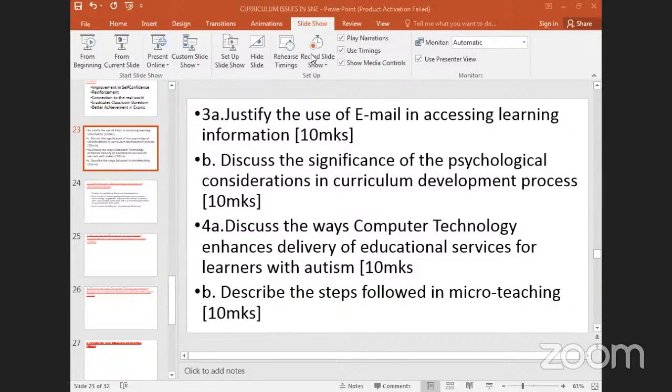Now, let's look at the question. Discuss the ways computer technology enhances delivery of educational services for learners with autism. Remember that the main thing we are looking at here is how computer technology can be used to deliver education services, for learners with autism, which is part of the question. So we can now answer that.